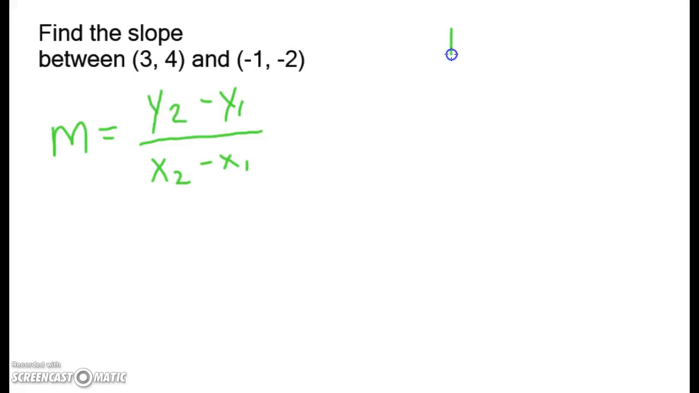You may also remember that slope is rise over run. In the next video, we're going to look at the slope of a line that's graphed, and we're going to talk about rise over run a little bit more. For this video, we're going to talk about the equation.